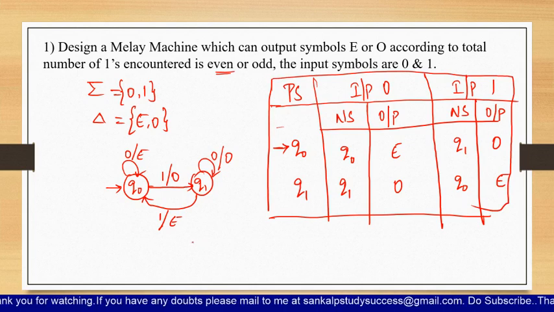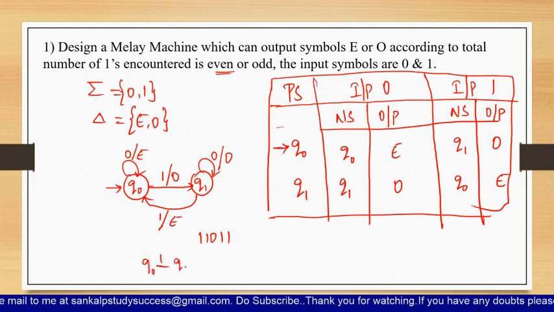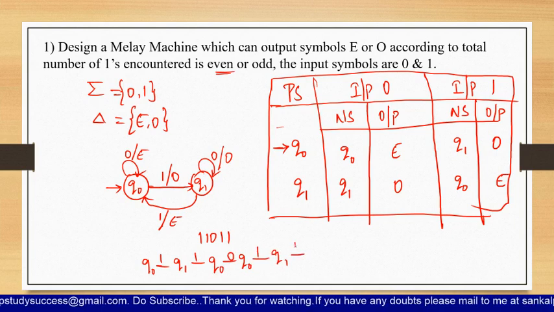Now let us take an input string 11011, right? This is an input string. Here the number of ones encountered is even, because there are 4 ones, which is even. So now let us trace it out whether we are getting even or odd. First, starting with Q0, by applying 1, we are going to Q1. If you apply 1, it is coming to Q0. If you apply 0, it is at Q0. And if you apply 1 for Q0, it is going to Q1. Then if you apply 1 again, it is moving to Q0.